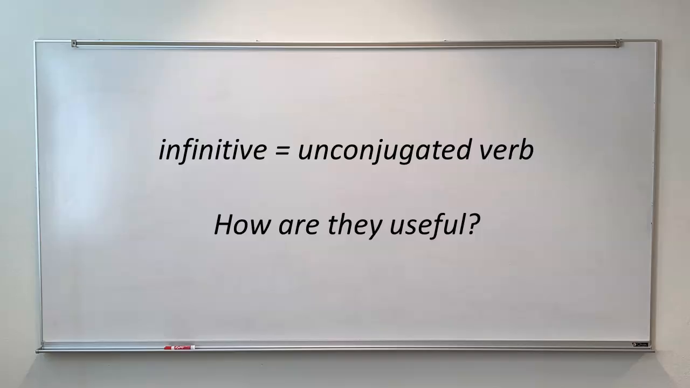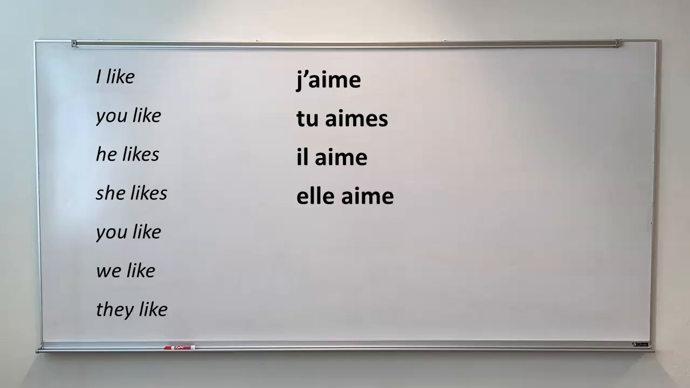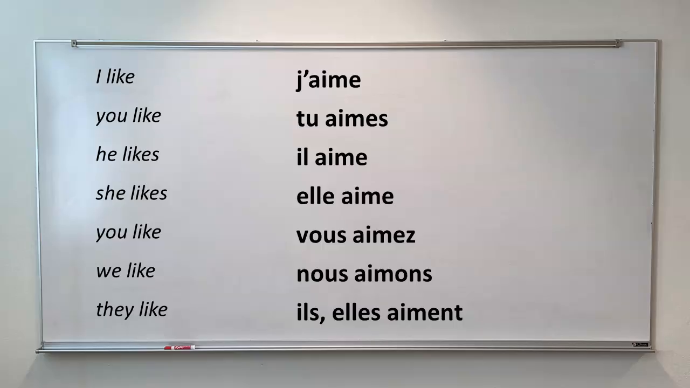Let's conjugate the verb aimer as an example. We started with aimer in lesson 72, so if you haven't seen that, I had several lessons on the verb aimer. I like, j'aime, you like, this is the informal you, tu aimes, he likes, il aime, she likes, elle aime, you like, this is the formal you, vous aimez, we like, nous aimons, and they like, ils aiment, elles aiment. Okay, so this is very useful. You can do a lot of things with this conjugated verb.